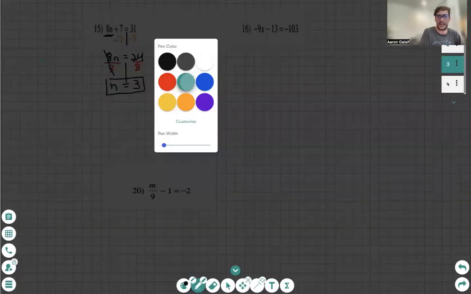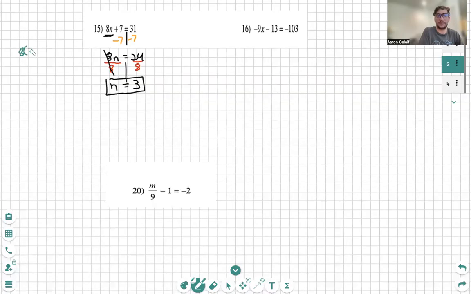We can always check it by plugging it in. Let's plug it in just to double check. 8 times 3 is 24, plus 7 is 31, which is what the right side is equal to, so we are checked. Let's move on and do one more.